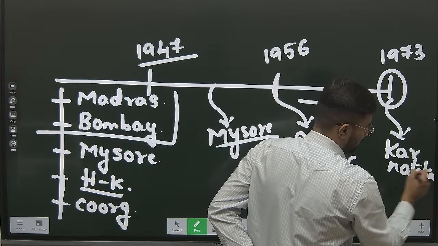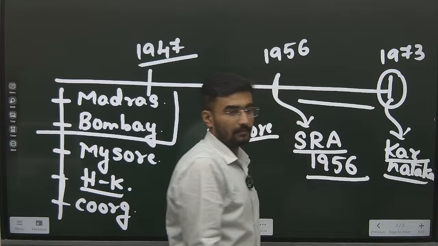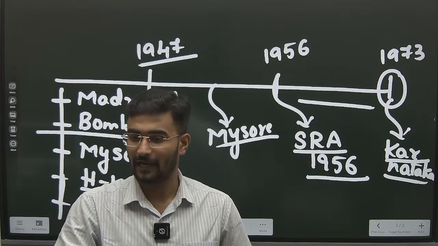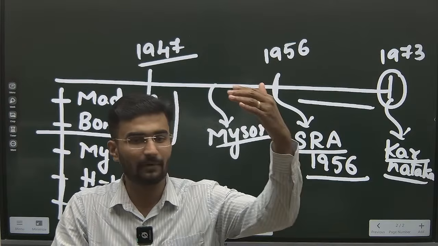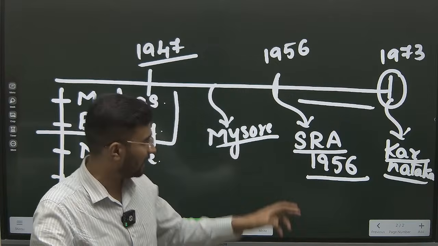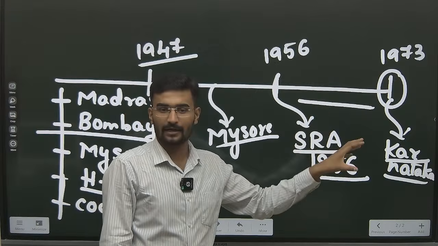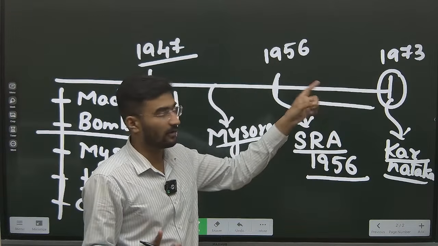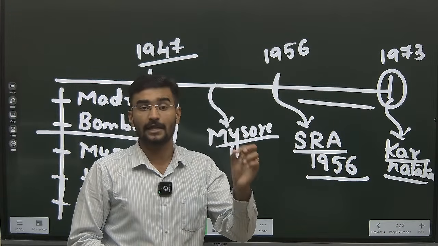What is Karnataka? Kari Mandina Nadu, it's a land of black soil. It's a land between Godavari and Krishna. We call this land Karnataka. And this Karnataka we renamed on November 1st, 1973.